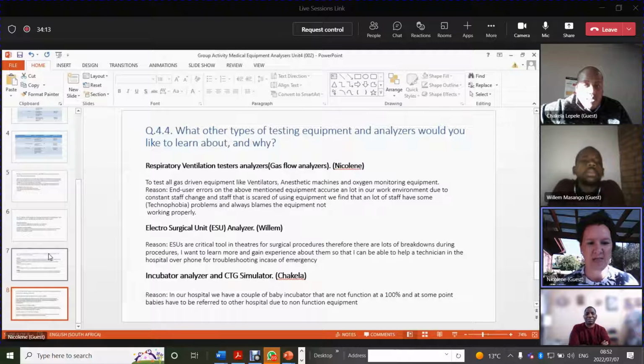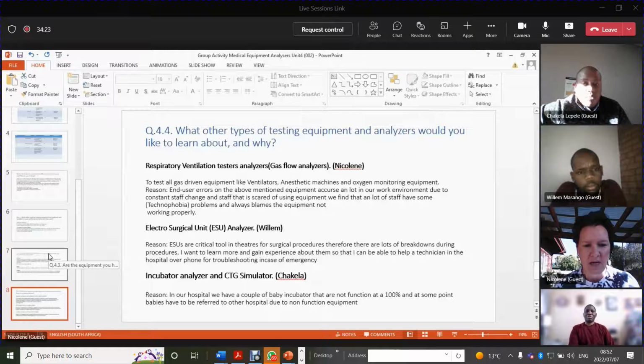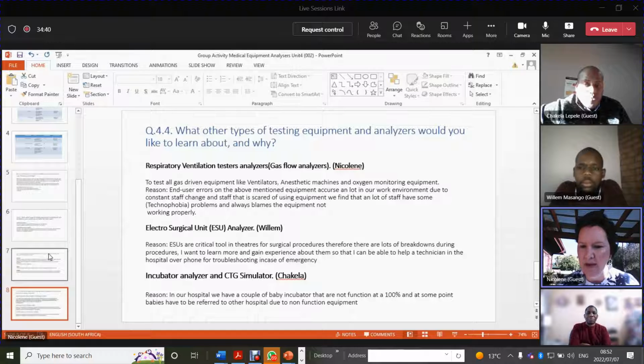On Willem's side, it was an electrosurgical unit analyzer, the ESU, as it is a critical tool in theater for surgical procedures. Therefore, there are a lot of breakdowns during the procedures. I want to learn more and gain experience about them so that I can help a technician in the hospital over the phone, or with troubleshooting in cases of emergency.